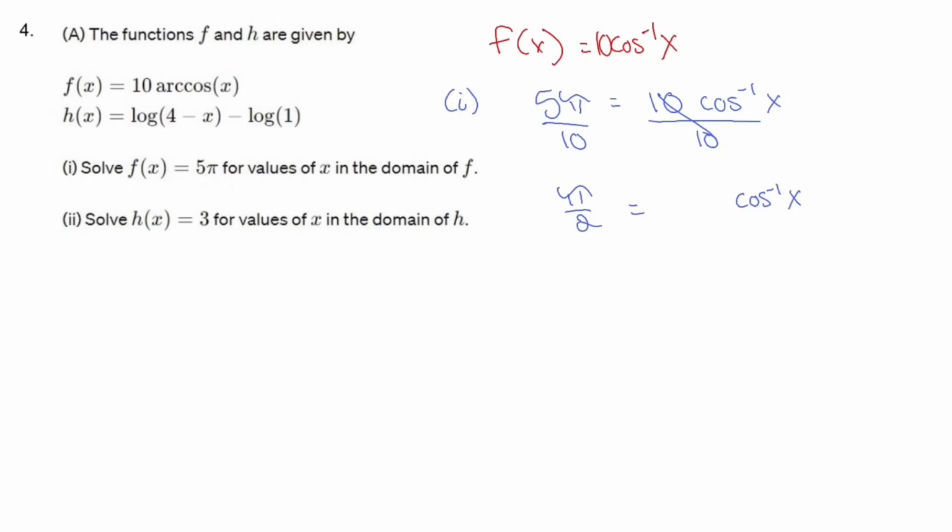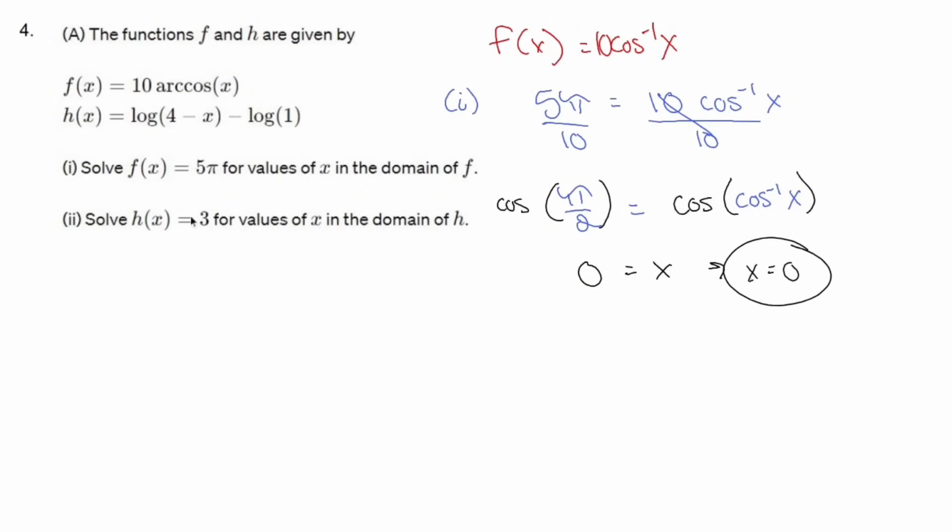Whoa, whoa, whoa, buddy, you might be thinking, what the heck is all that space for? Well, in order to get rid of inverse cos, I can use regular cos. If the opposite works, then why not? Cos of pi over 2: what x value is going to happen when I do cosine of pi over 2? Well, 0, of course. So 0 is going to equal x, or x is going to equal 0, which happens to be in my domain. And so I'm in great shape.